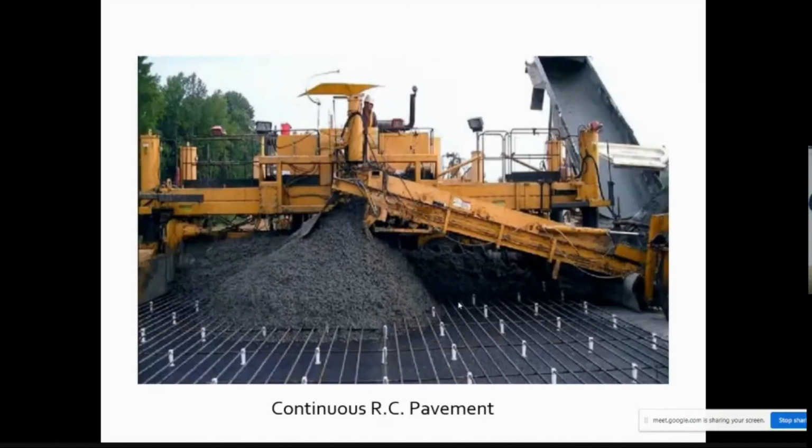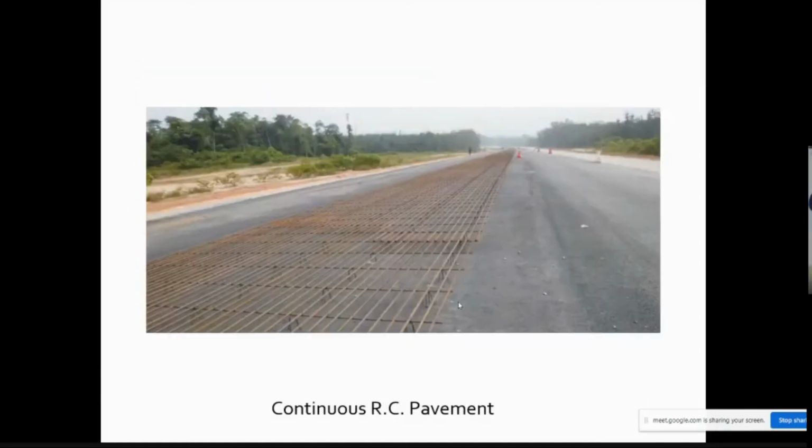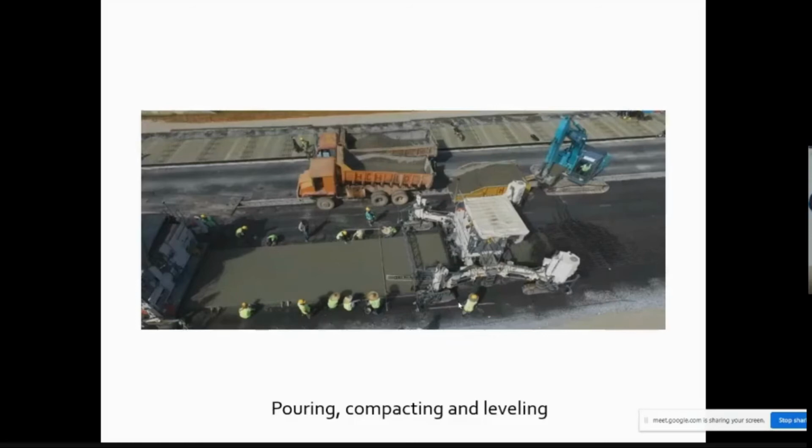So this is how they pour the concrete. They have a special machine. We have different types of machines. They mix it in situ, lay it there, and then there is a leveler there. So that's continuous reinforced concrete pavement. Okay, this one has reinforcement bars. Pouring, compacting and leveling. These are all the pictures.